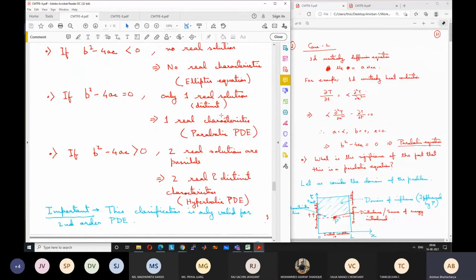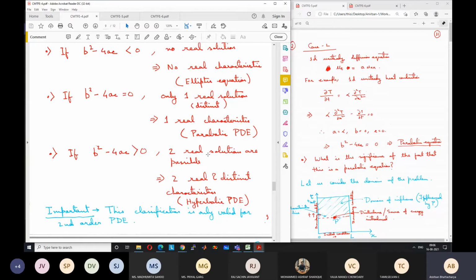If there is one discontinuity, again for the highest order term, we have one real solution for the discontinuity, and that type of PDE is known as a parabolic PDE. And if there are two different discontinuities, it is known as a hyperbolic PDE, and these discontinuities are known as characteristic lines or characteristics.